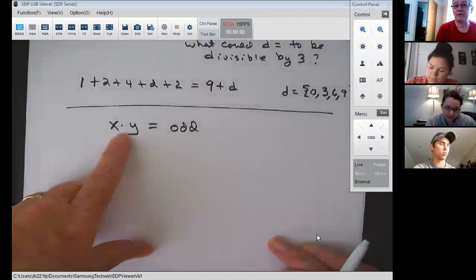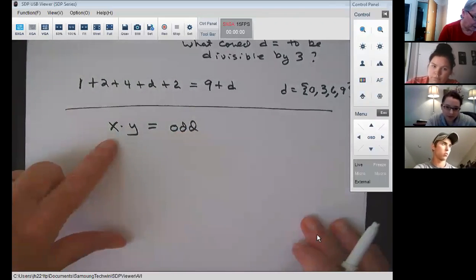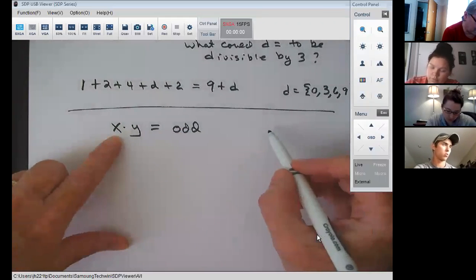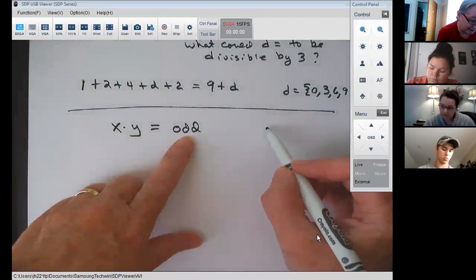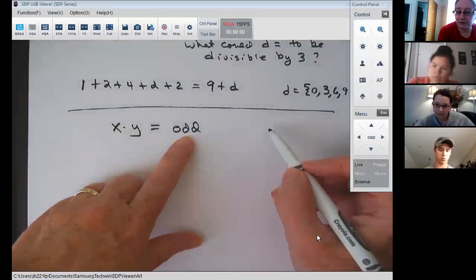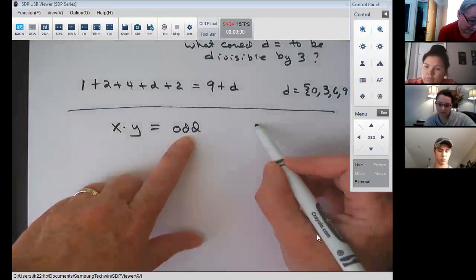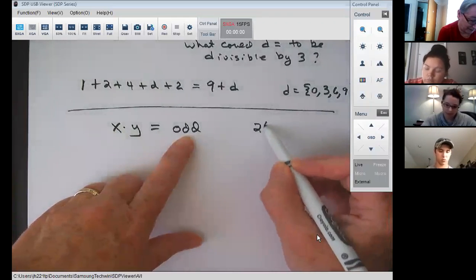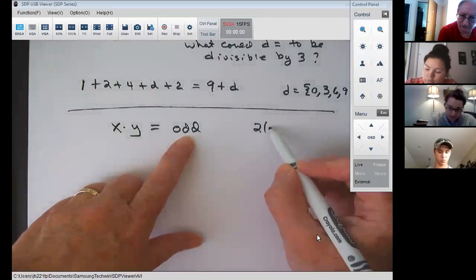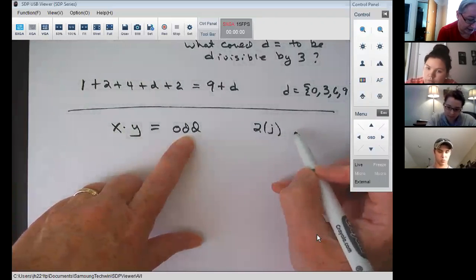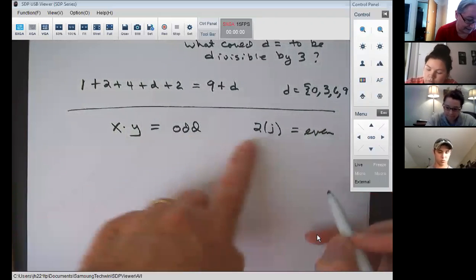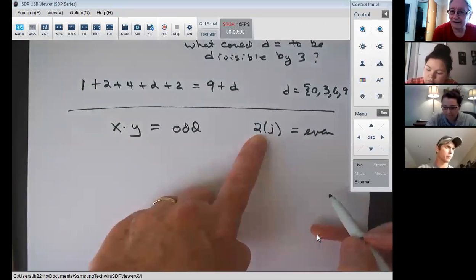I'm just calling the 2 numbers x and y. One of the things that makes a number even is if one of the factors you've got is 2. So if you've got 2 times something, and they called it like J or K or L or something like that, I'll call it J here. So we know 2 times J is even because 2 is one of the factors.